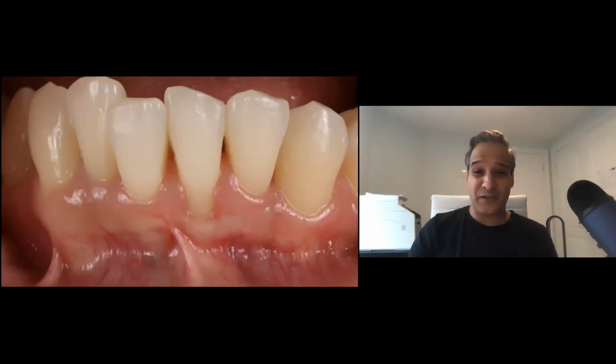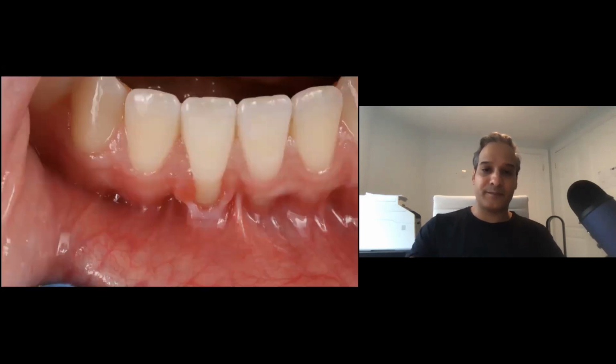Here's another case. You can see lack of keratinized tissue. There's a frenal pull. You can see the positioning of the tooth. So all of these factors have added to the fact that this site has recession. Something like this would probably benefit from some sort of a graft, free gingival or connective tissue, as well as lingual movement of the tooth to bring it back into the bone.